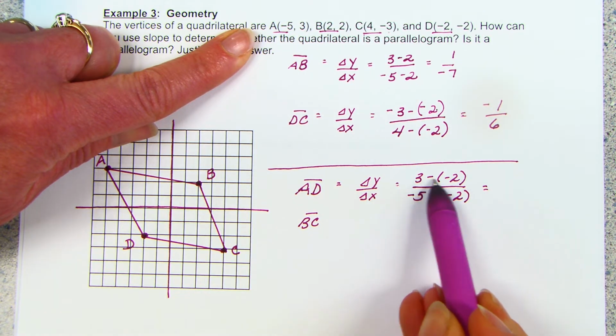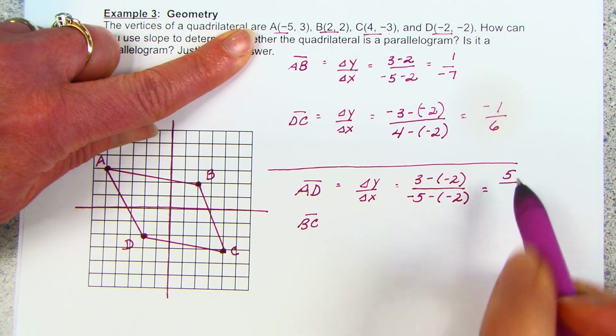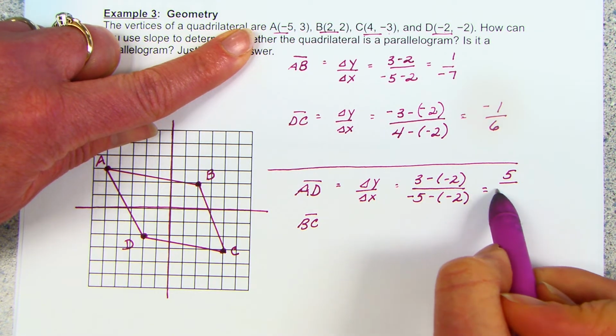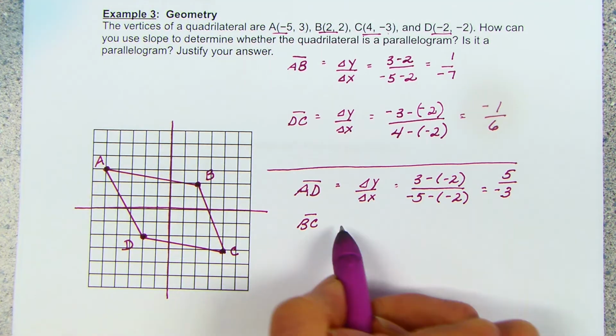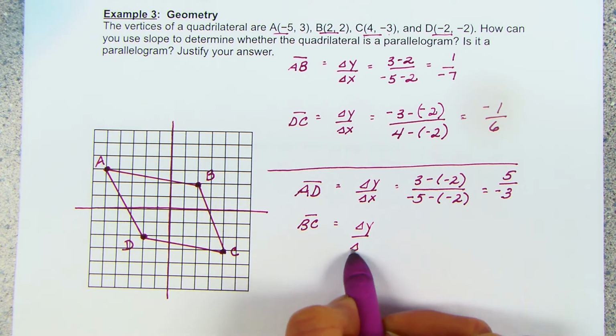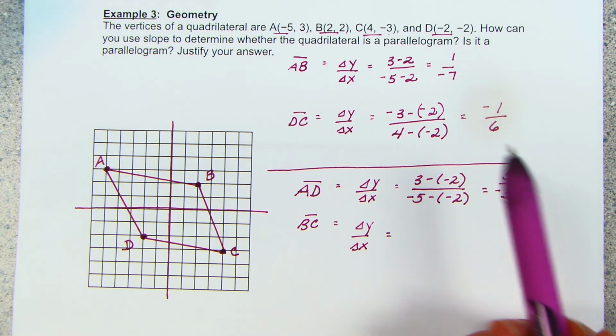Okay. 3 minus negative 2 is the same as 3 plus positive 2, so that one's 5. And negative 5 plus positive 2 would be negative 3. Okay. And BC. At least it's good practice using our slope formula, huh?